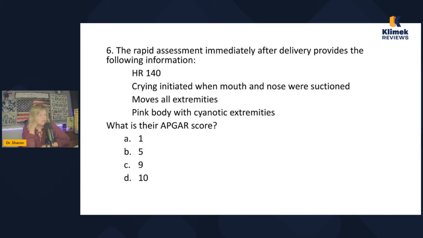Okay, so the heart rate is fine. I'm glad they started crying when they were suctioned. That's what they should do. They move all their extremities. That's normal. The pink body with cyanotic extremities. The only thing I'm not okay with is cyanotic extremities. So one is out because the higher the number, the better. So one and five are out. Between 9 and 10, I'm not comfortable giving them a 10 because they're cyanotic. And 5 is way too low. So it's either a 9 or 10, and I'm not okay with a 10 because they have cyanotic extremities. So I'm going to give them a 9. And that's the correct answer.